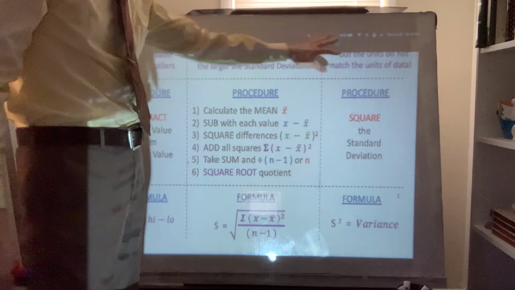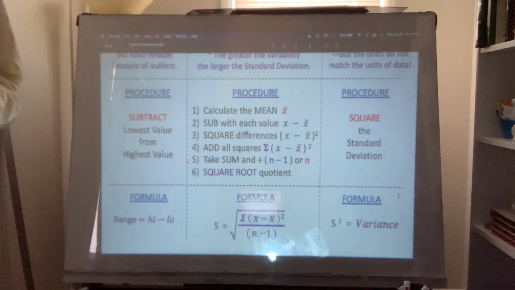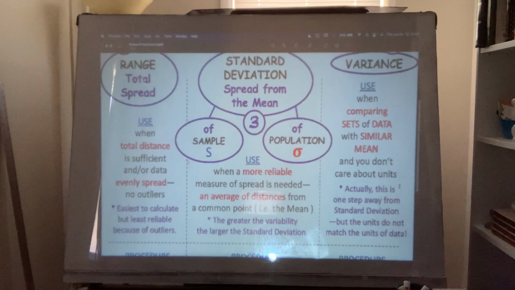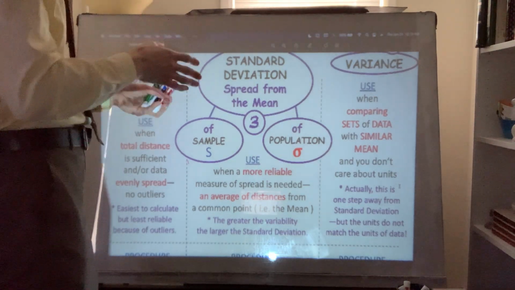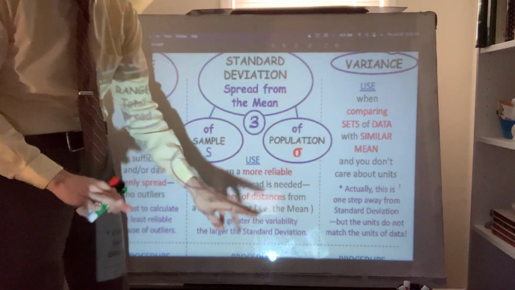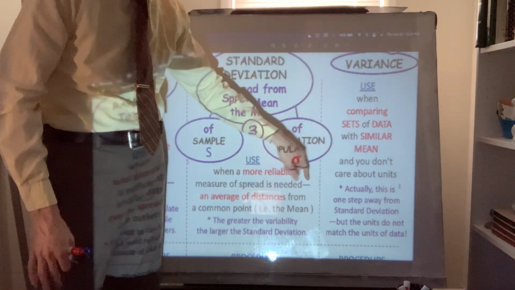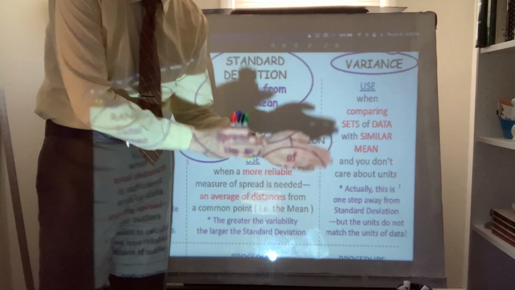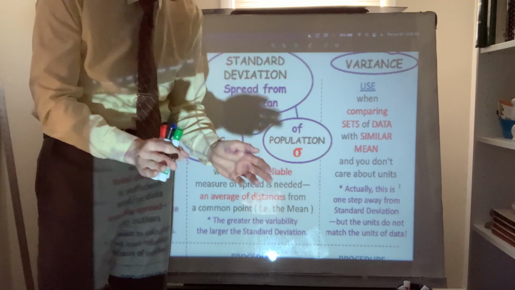Let's go over to variance for a moment. As I said, you use this when comparing sets of data with a similar mean. You know that information ahead of time, and you don't care about the units per se. The thing about variance is that it's not going to give you an answer that is in the same degree as the data itself.